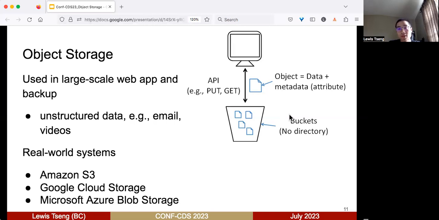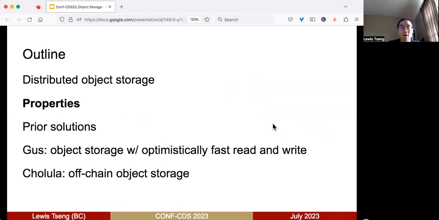If you are familiar with the industry, all the major cloud computing providers use this kind of system. For example, Amazon S3, Google Cloud Storage, and Microsoft Azure Blob Storage are all this kind of thing.